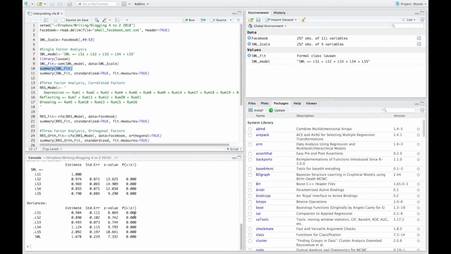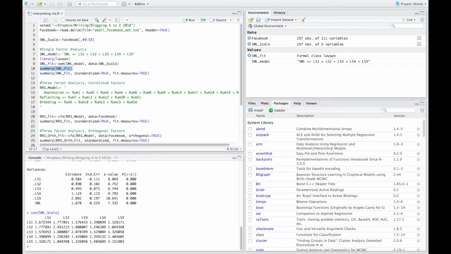So covariance is a combination of correlation and variance. So correlation, of course, is a measure of the strength of the relationship between two variables, and variance is just the squared standard deviation. For covariance, it's the standard deviation of one item times the standard deviation of the other times the correlation between the two. So let me show you a covariance matrix.